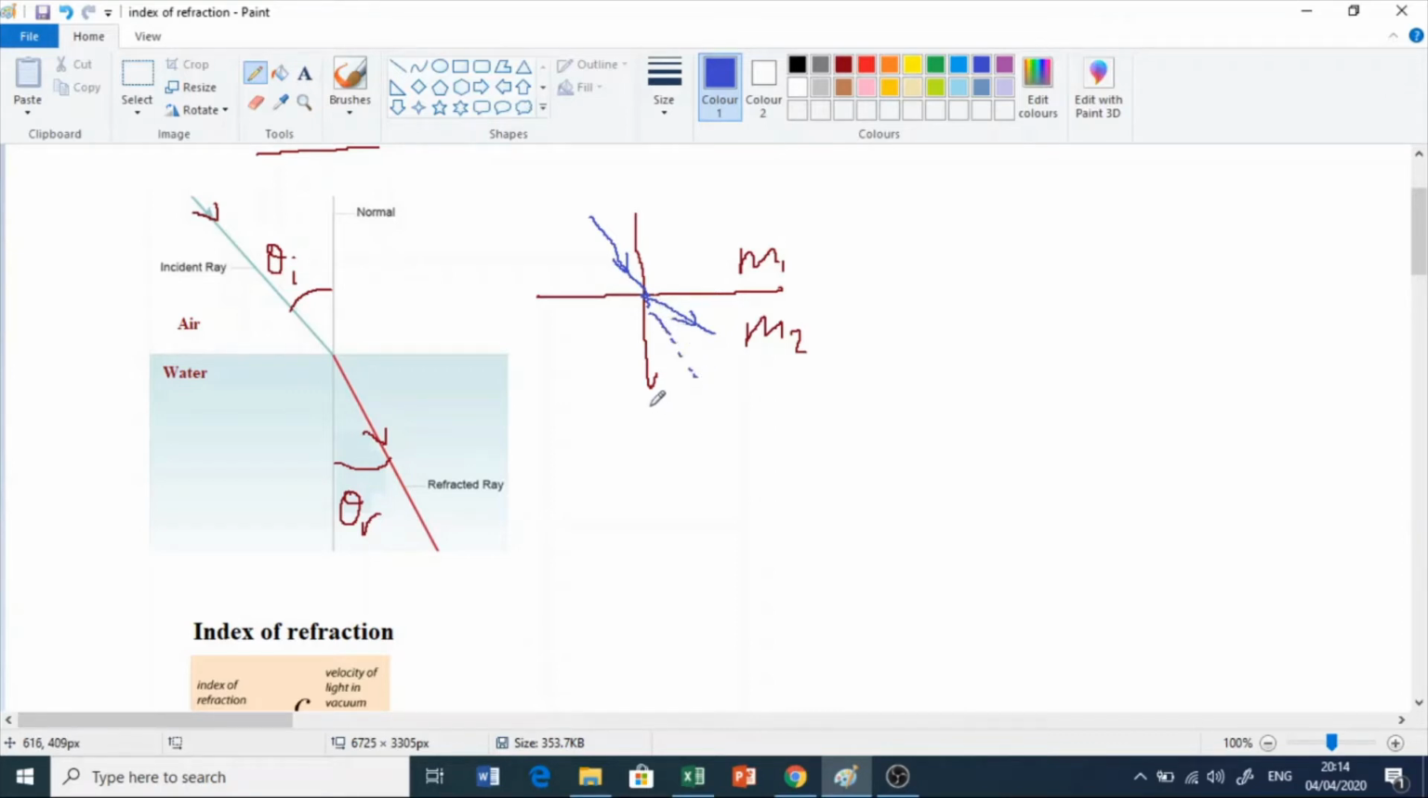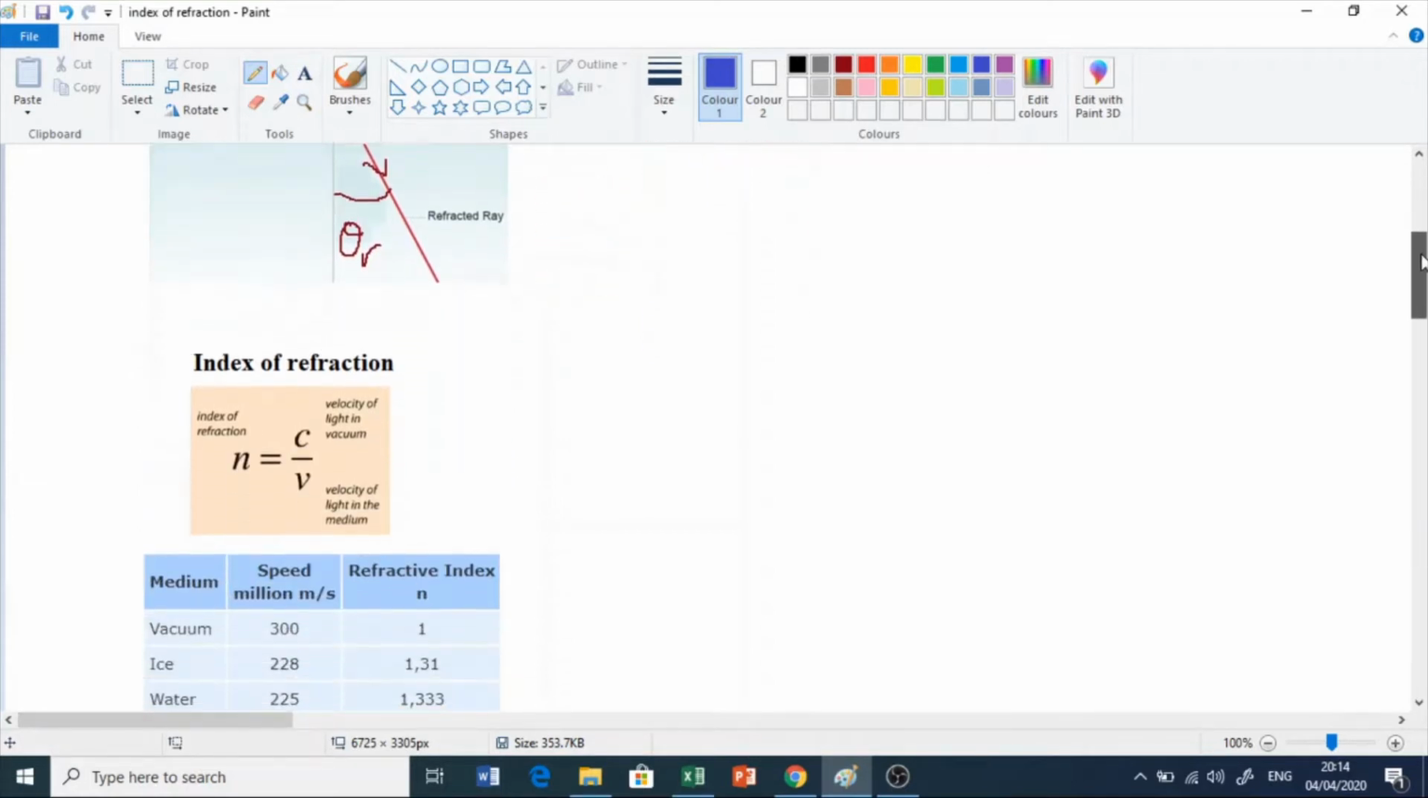So, depending on the properties of the two mediums, the refracted light ray can move toward the normal, can move away from the normal, or if they are the same mediums, it is not going to bend. So the amount of refraction, either moving toward the normal or moving away from the normal, depends on the index of refraction of the material. What does index of refraction mean?